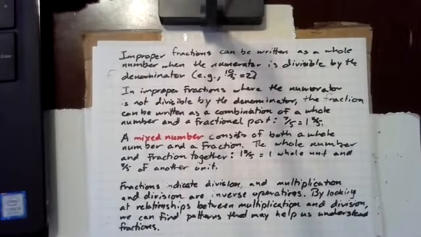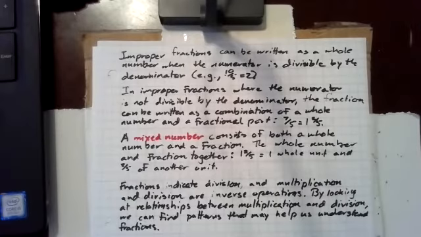Improper fractions can be written as a whole number when the numerator is divisible by the denominator. For example, 10/5 is equal to 2. In an improper fraction where the numerator is not divisible by the denominator, the fraction can be written as a combination of a whole number and a fractional part. For example, 7/5 is equal to 1 2/5.